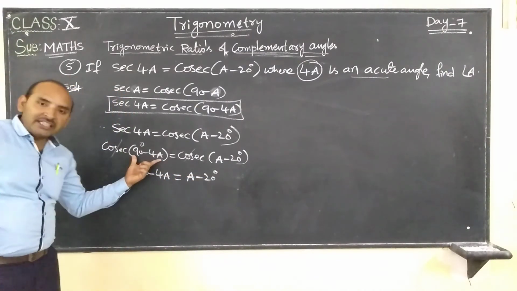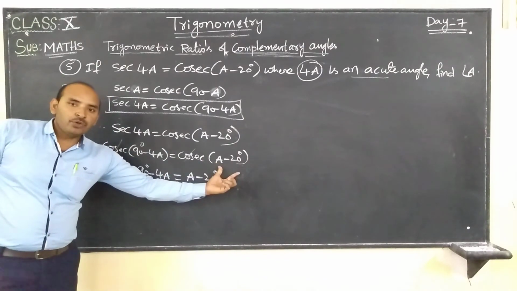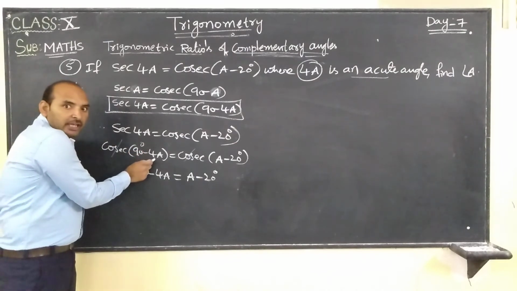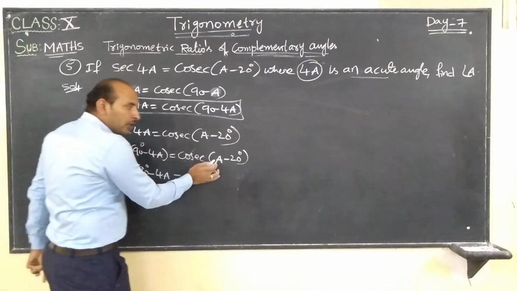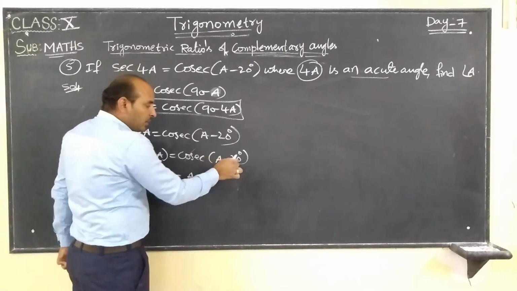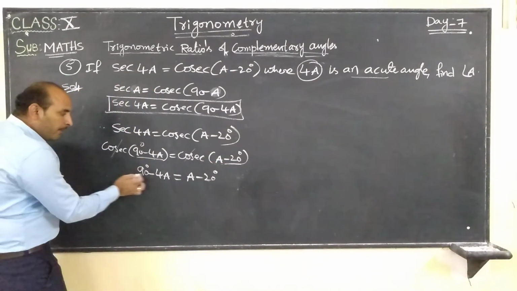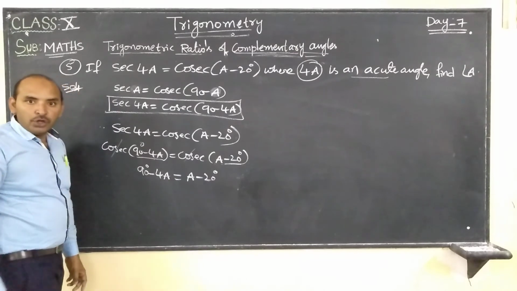Observe, this is also an acute angle, this is also an acute angle. Both angles are acute angles only. 90 minus any value is clearly an acute angle. Here also A minus 20 degrees is an acute angle, remember. So 90 minus 4A is equal to A minus 20 degrees.